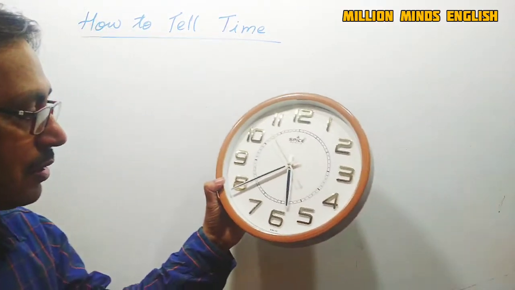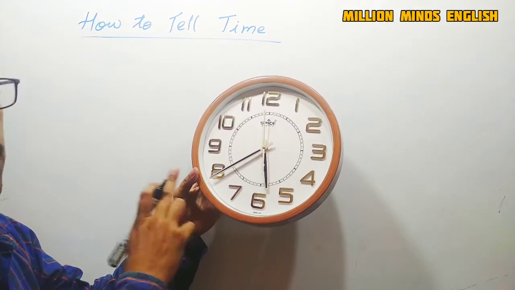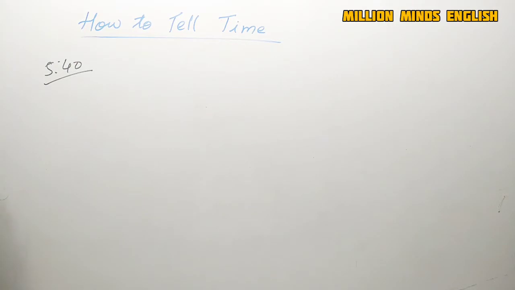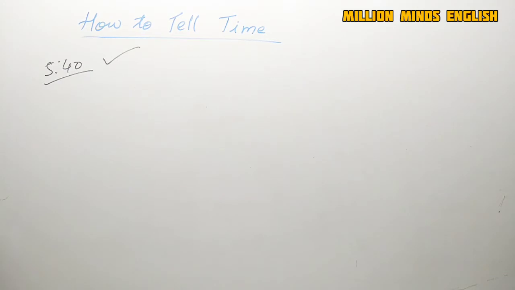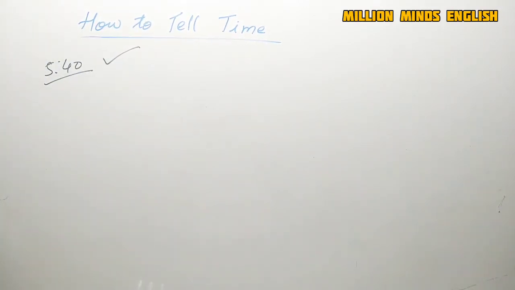Friends, again have a look at this clock here. What's the time now? It's 5:40. Clear, friends? 5:40. So this time can be represented as 5:40, or 40 past 5, or 20 to 6, because it's 20 minutes before 6, means 5:40, it's 40 past 5, or it's 20 to 6. That's clear, friends? 20 to 6.